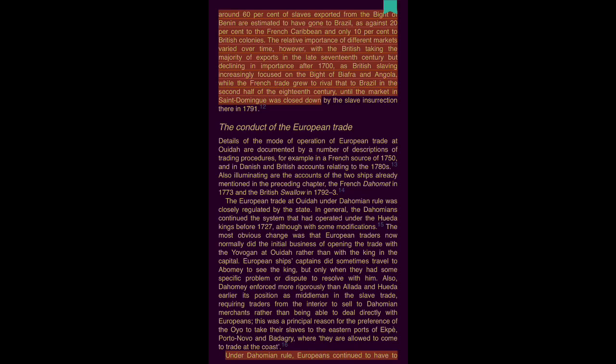The relative report is that different markets varied over time, however, with the British taking the majority of exports in the late 17th century but declining in importance after 1700 as British slaving increasingly focused on the Bight of Biafra and Angola, while the French trade grew to rival that to Brazil in the second half of the 18th century until the market in Santo Domingo was closed down by the slave insurrection there in 1791.